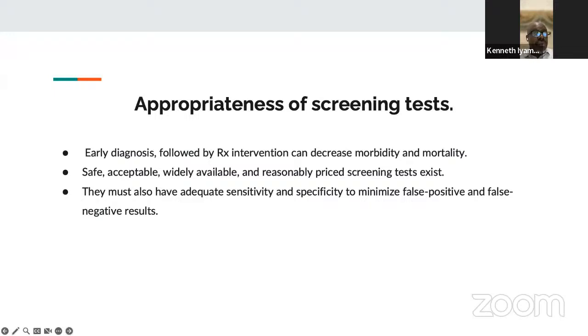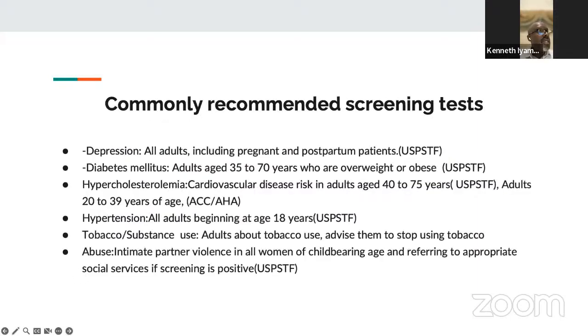For the screening test to be acceptable, one, it has to be at the right price, safe, accessible, and hopefully have very few false positives and negatives. Next slide, please. Common screening measures that are recommended, I'll just dwell primarily on adults. I have just about 5 minutes.